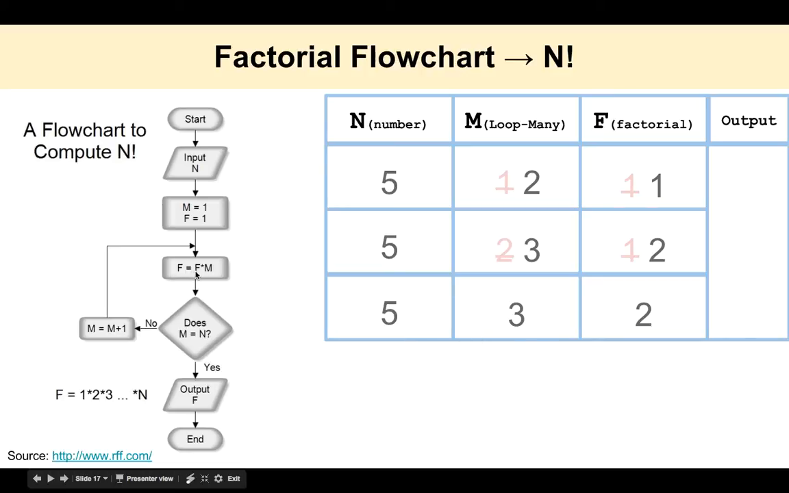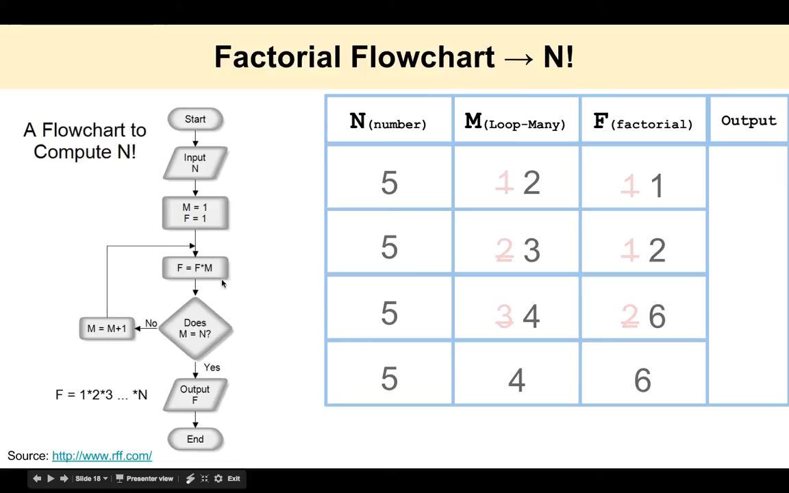Okay, so now f is equal to f times m. So f times m, 2 times 3 is 6. Does m equal n? 3 does not equal 5. Nope. So m equals m plus 1. So 3 plus 1 is now 4. And we go back to the top for our next iteration. Okay, so 6 times 4, I have this memorized now, is 24. And 4 does not equal 5. So then I'm saying, so the m is equal to what m is now, which is 4 plus 1. So this is going to change to 5. And then we go back up for our next iteration.